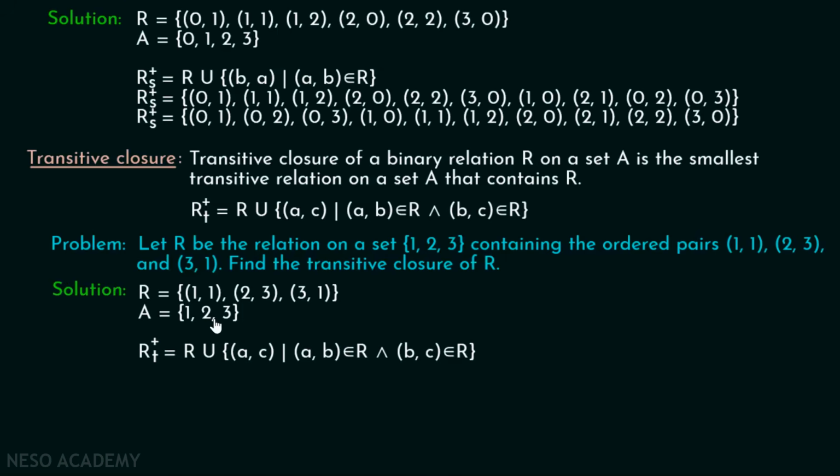We must include R first in Rt+, that is (1, 1), (2, 3), (3, 1) must be included. Apart from this, you can see that (2, 3) is there in R and (3, 1) is there in R, but there is no (2, 1) in this particular relation. So (2, 1) must be included. This is the only ordered pair we have to include in Rt+ in order to make this relation transitive. You can check this on your own. There are no further possibilities. Therefore, this relation is the smallest transitive relation on a set A that contains R. Therefore, this is the transitive closure of binary relation R. That's it. This is all about transitive closure.